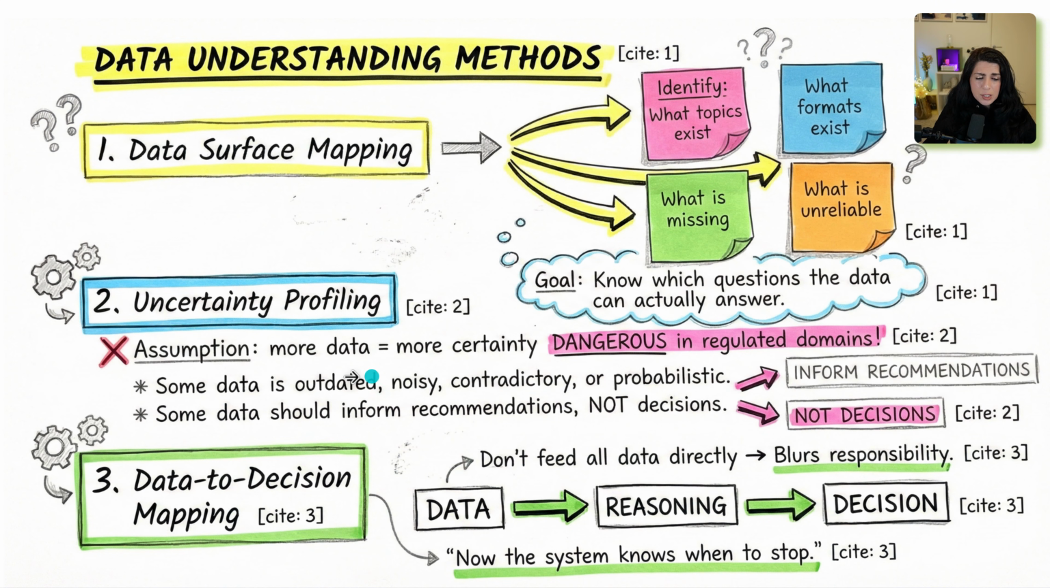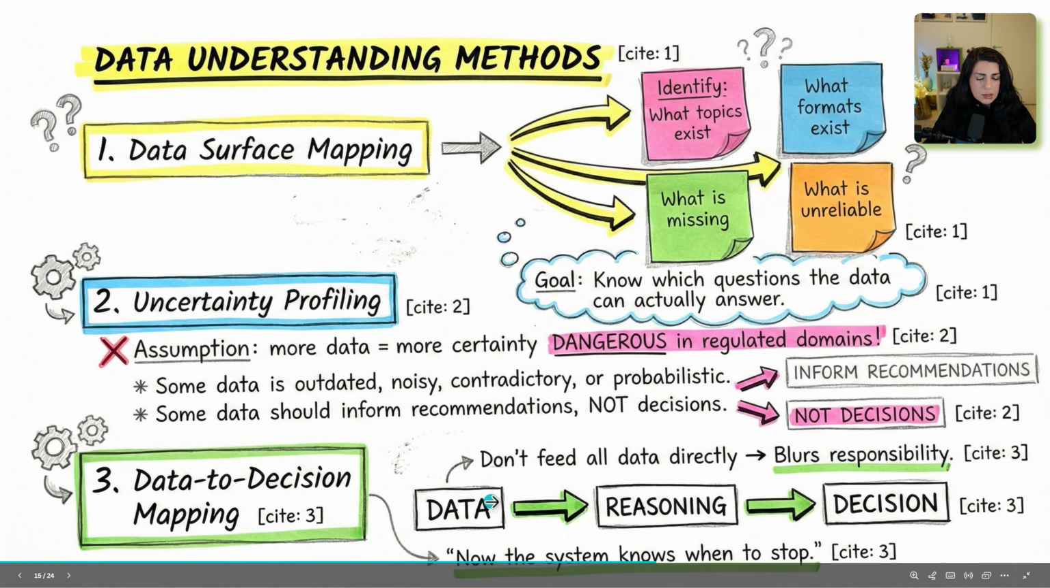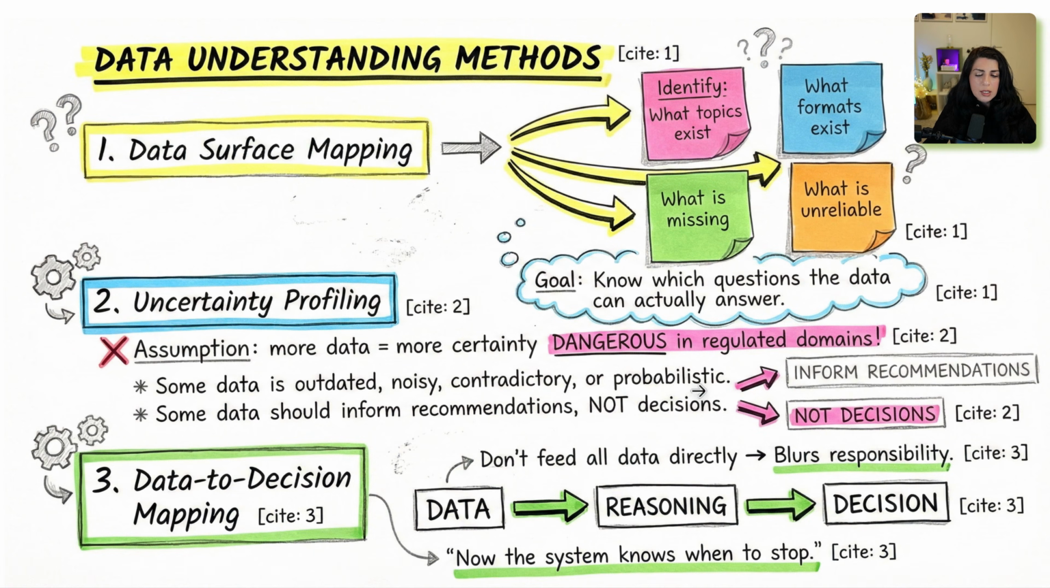And that's very dangerous because in regulated domains, we have data which are outdated, noisy, probabilistic, contradictory, and some data should inform recommendations and some not. We actually want this data-to-decision mapping. We don't want to feed all the data directly. We want data, reasoning, then decision. Let me show you Encoder.